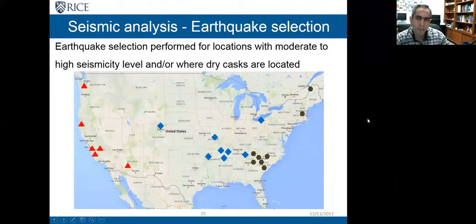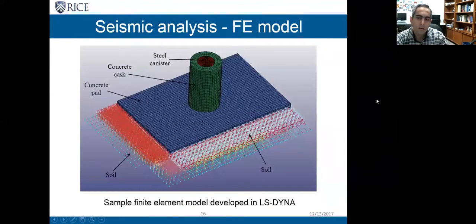I also performed an earthquake selection for the West Coast, Central, and East Coast. And we analyzed the configurations that I talked about subjected to the ground motion suite. For the analyses, I used LS-Dyna. This figure shows one of my models in which I modeled the pad and the cask and its contents with solid elements, and the solid with discrete elements. The model is nonlinear in the sense that there's a contact between the cask and its foundation.